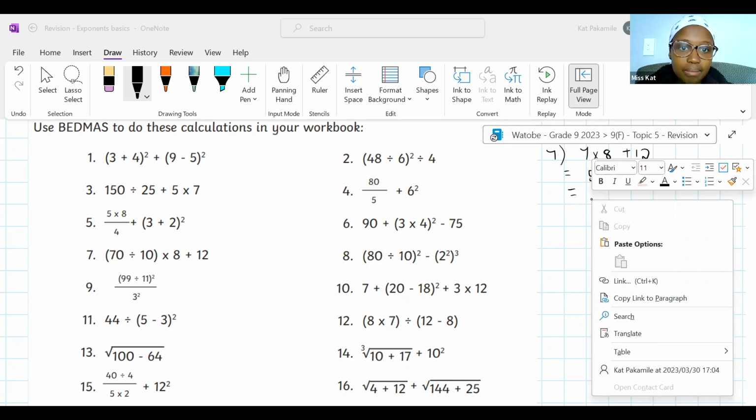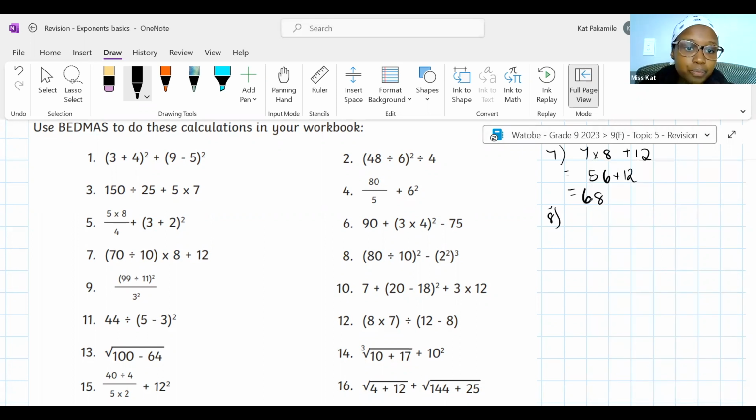Number 8. Number 8, we have a 64 minus 2 to the power 5, which is how much? This pen is really not cooperating with me today. So it's going to be 64 minus 2 to the power 6, which is 64 minus 64, which gives us a 0. Number 9, yes, we're getting somewhere, we're getting answers.